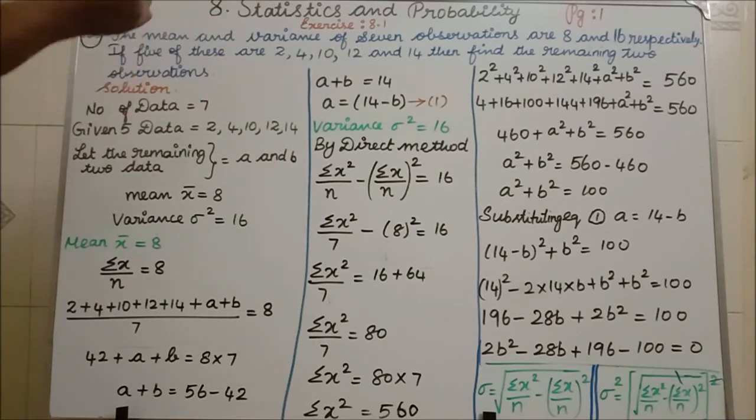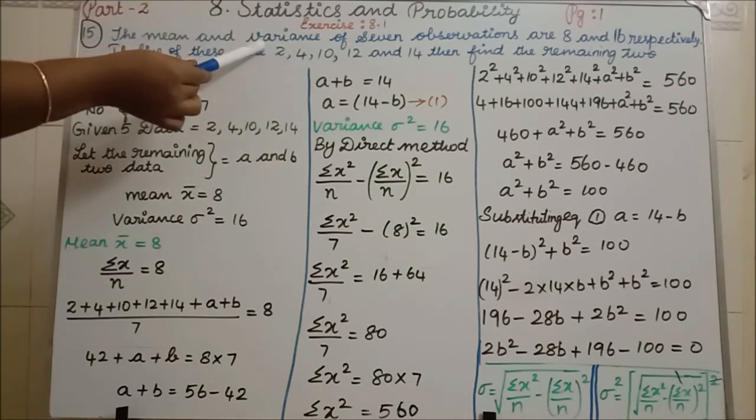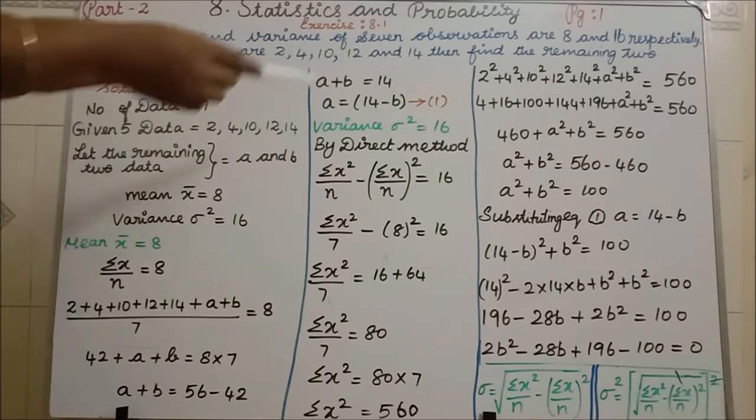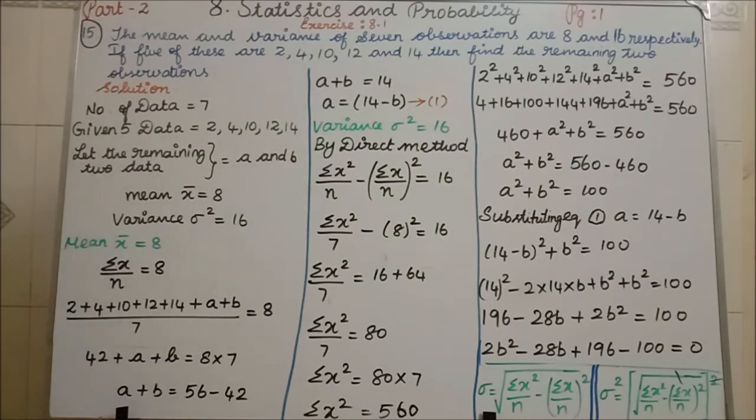Now in the question we are given mean value is 8 and the variance is 16. So x bar equal to 8. Variance means sigma square, so sigma square equal to 16. They are given. Clear? Then in the question they are given 5 observations. Remaining 2 observations we have to find. Totally 7 observations in the question they will say. Clear? Shall we start the solution now?